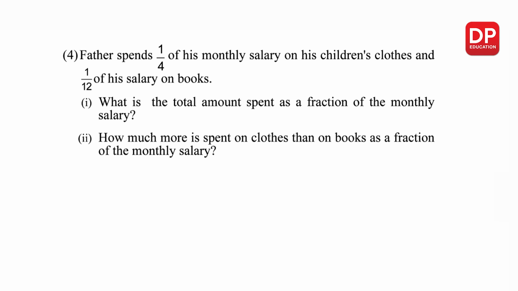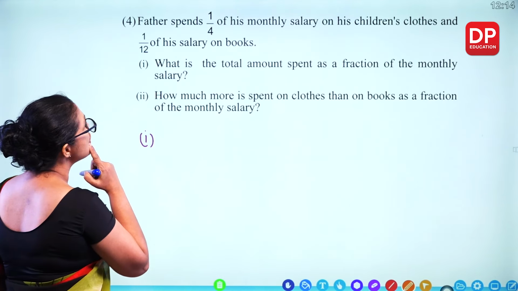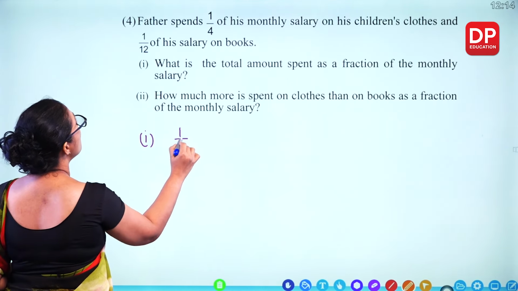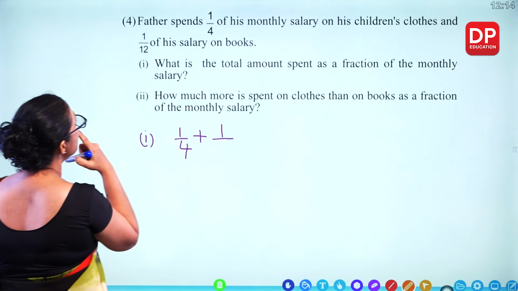Question number 4. Father spends 1/4 of his monthly salary on his children's clothes and 1/12 of his salary on books. What is the total amount spent as a fraction of the monthly salary? So that means the addition. 1/4 plus 1/12.